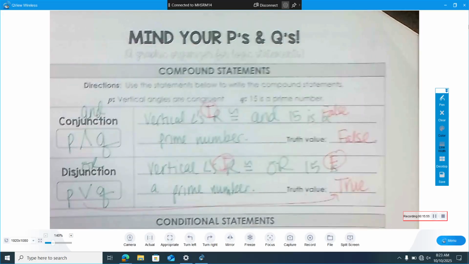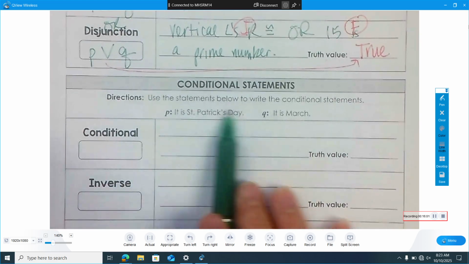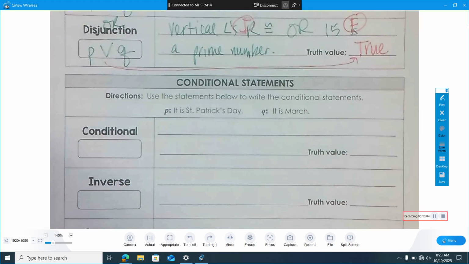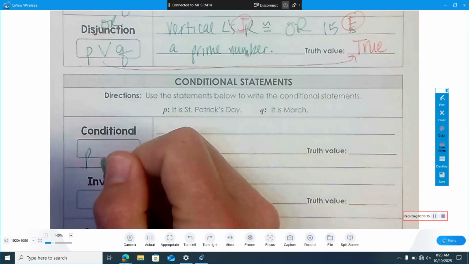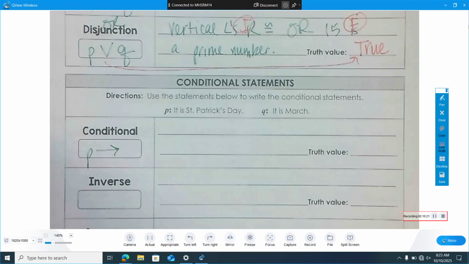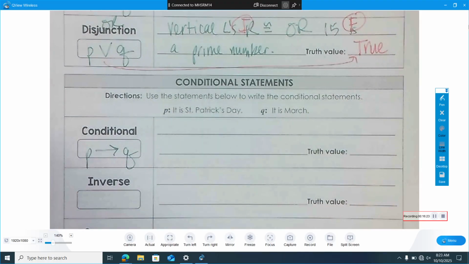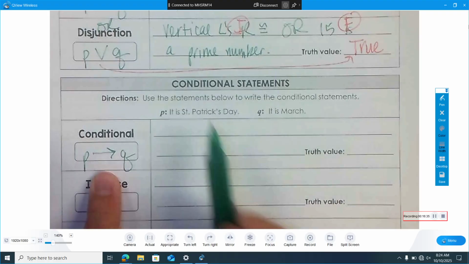All right, conditional statements. Now we can put in the if and then. These are conditional statements. Use the statements below to write the conditional. So our conditional, what's the notation we can use? Arrow rather. P, arrow, Q. P implies Q is how we would read that. We can also say if P, then Q. That works as well, but P implies Q. So what are we going to write?